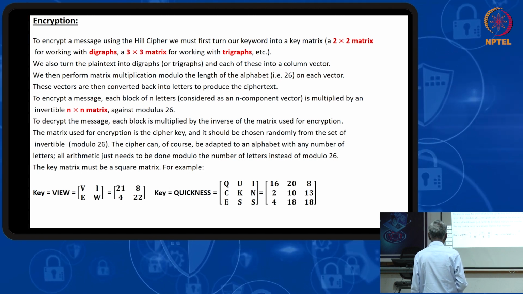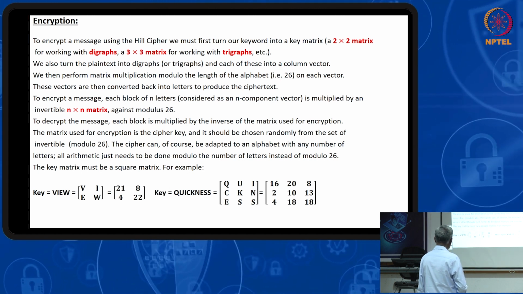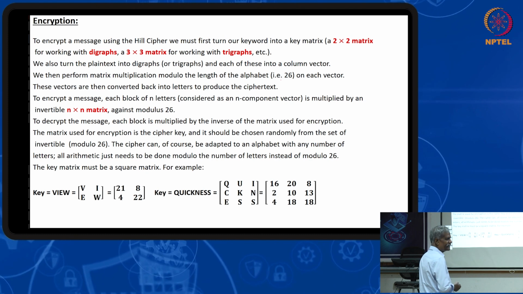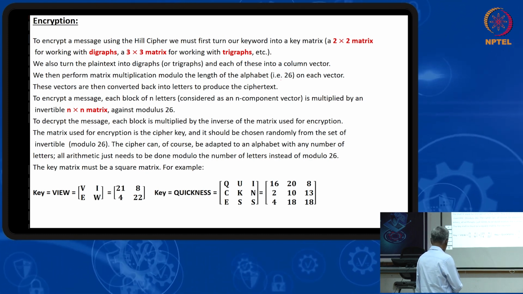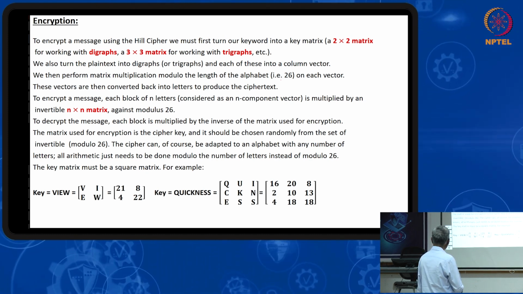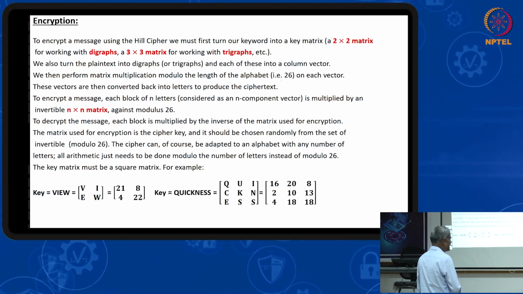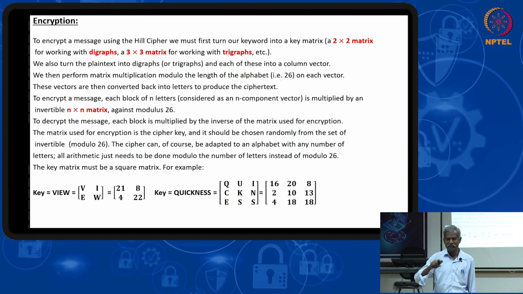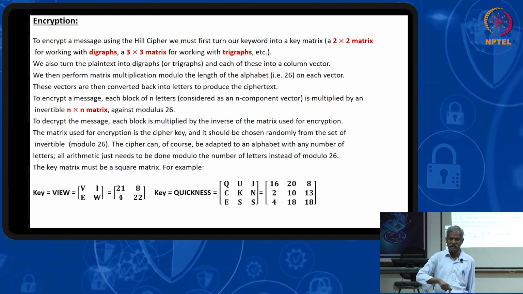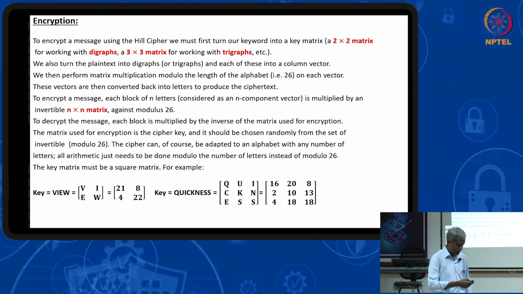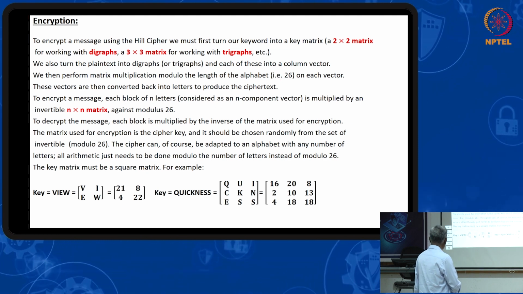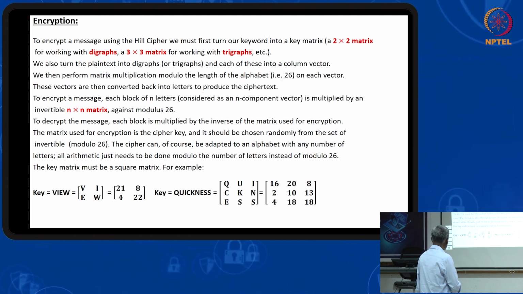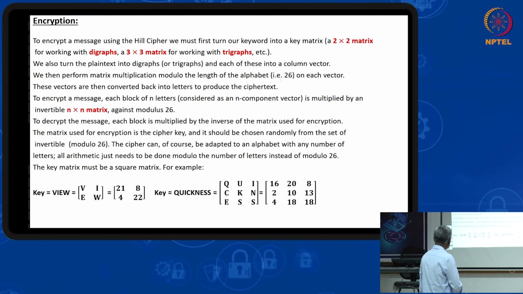Now VIEW, V, the first letter, will be 20. Similarly, I is the 8th letter, and E is 4. You can verify this easily. A is 0, B is 1, C is 2, D is 3, E is 4. So this E is written as 4. Similarly, W is written as 22.